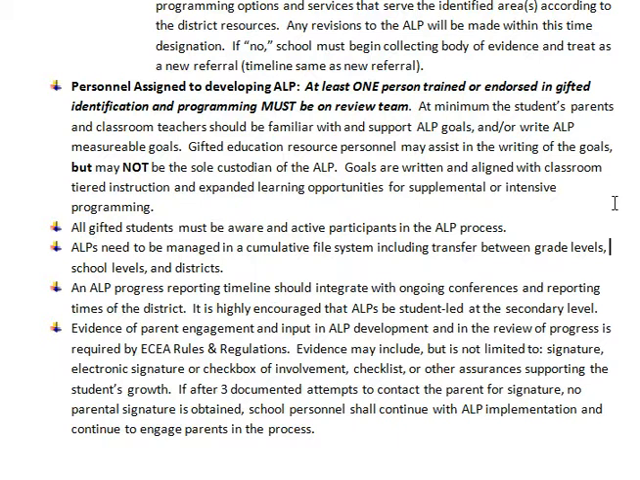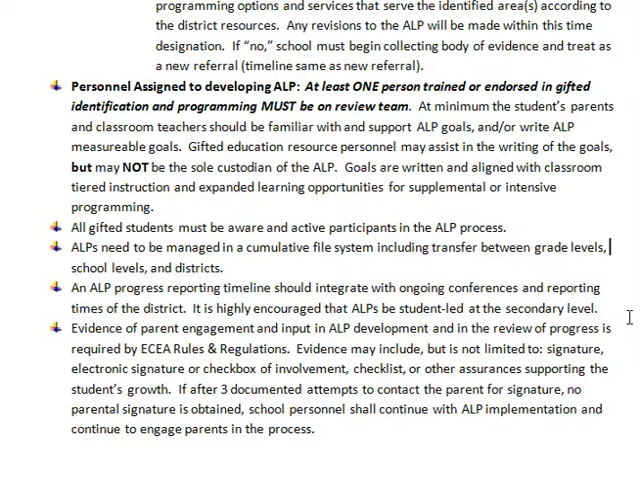ALPs need to be managed in a cumulative file system, including transfer between grade levels, schools, levels, and districts. Therefore, once the ALP is finalized or updated at any point, a copy of it needs to go into their CUME file so that it can travel with them. An ALP progress report timeline should integrate with ongoing conferences and reporting times of our district. It is highly encouraged that ALPs be student-led at the secondary level.